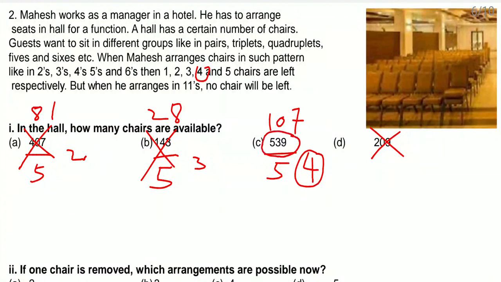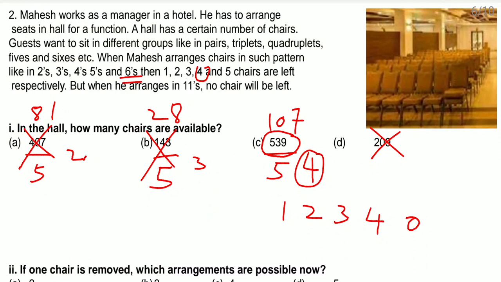When we divide by 2, we get 1 as the remainder. When we divide by 3, we get 2 as the remainder. When we divide by 4, we get 3 as the remainder. When we divide by 5, we get 4 as the remainder. And when we divide by 11, we get 0 as the remainder. Right? And one more thing is left, 6. With 6 also we have to try.